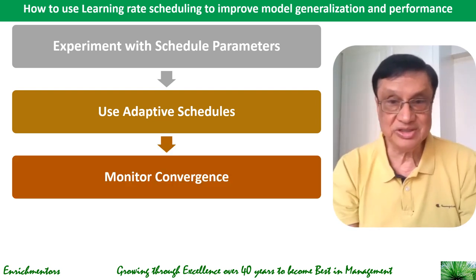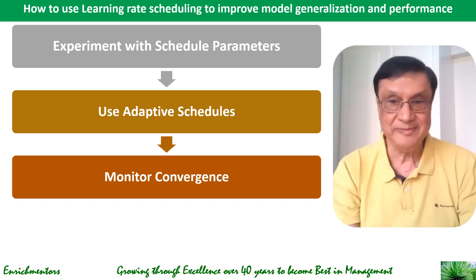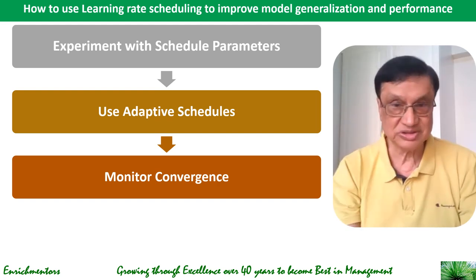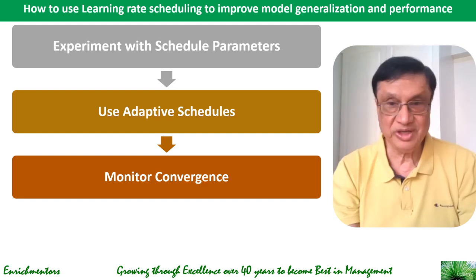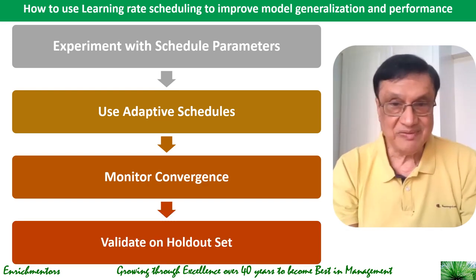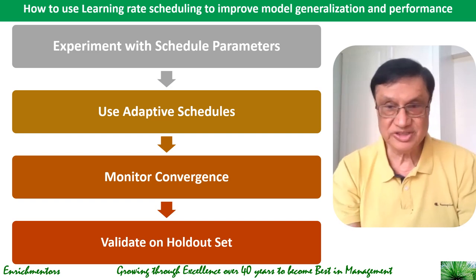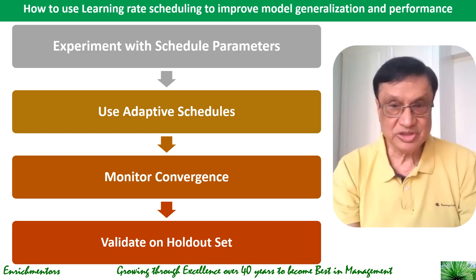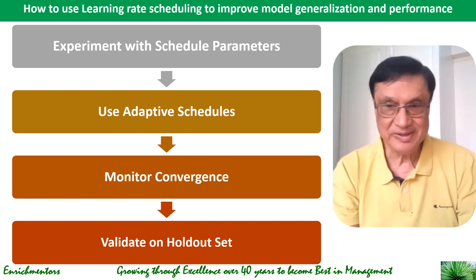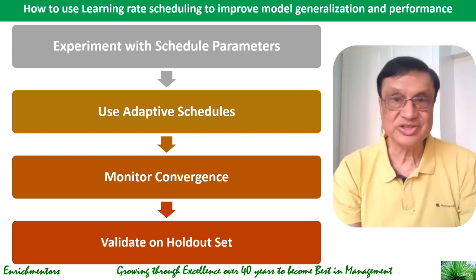Then finally, monitor the convergence of the model during training to ensure that the learning rate schedule is effectively guiding the optimization process. Watch for signs of overfitting or underfitting and adjust the learning rate schedule accordingly to mitigate these issues. Then finally, validate on holdout sets: evaluate the final trained model on a holdout set or test set to assess the generalization performance. Ensure that the model's performance on unseen data aligns with the expectation based on the validation set.